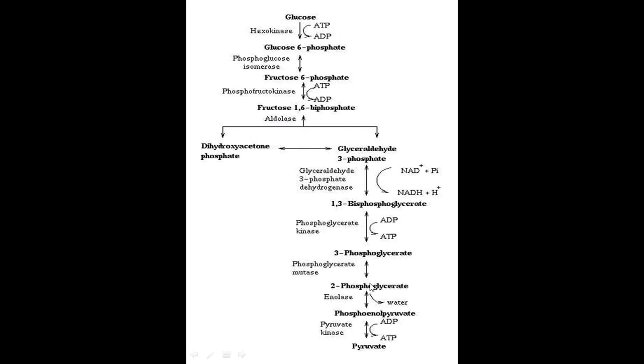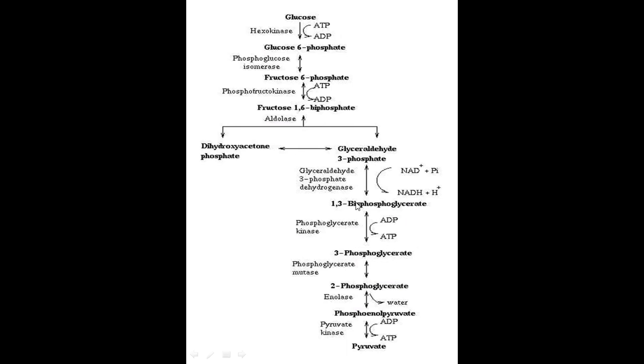So from glyceraldehyde 3-phosphate, there's an oxidation reaction which leads to the reduction of NAD plus to NADH. So glyceraldehyde 3-phosphate undergoes a phosphorylation to produce 1,3-bisphosphoglycerate. And this is an oxidation reaction which causes the reduction of NAD plus to NADH. The enzyme here is glyceraldehyde 3-phosphate dehydrogenase, which catalyzes an oxidation reaction.